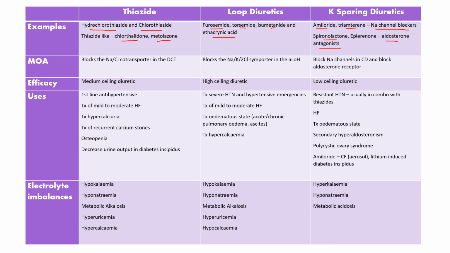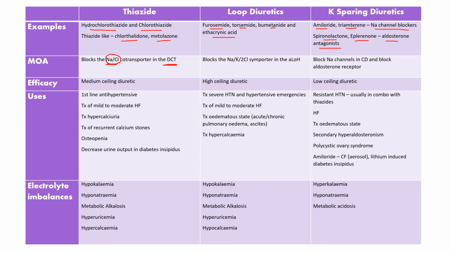including spironolactone and eplerenone. So thiazides work by blocking the sodium chloride cotransporter in the distal convoluted tubule. Okay, the sodium chloride cotransporter in the distal convoluted tubule. That's what thiazides block, and this is where they act.